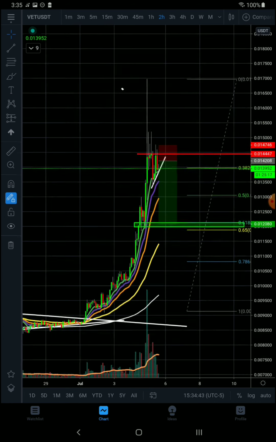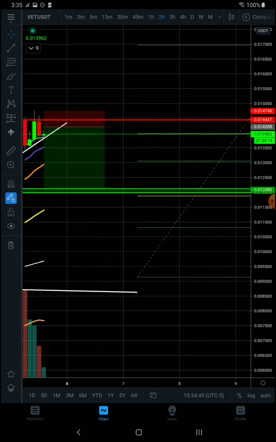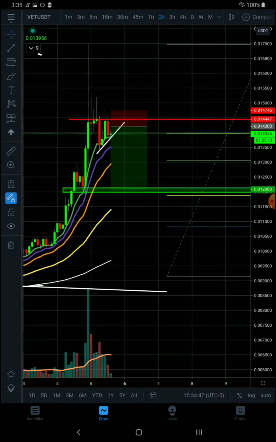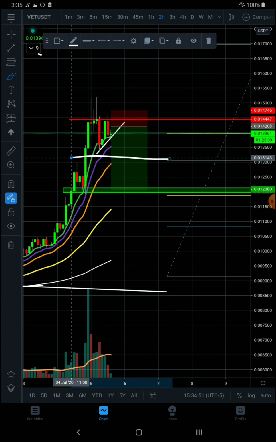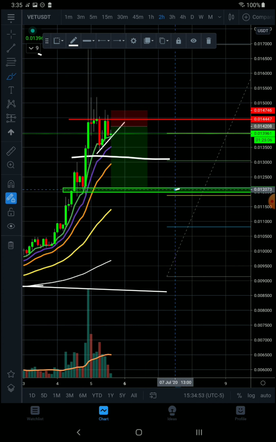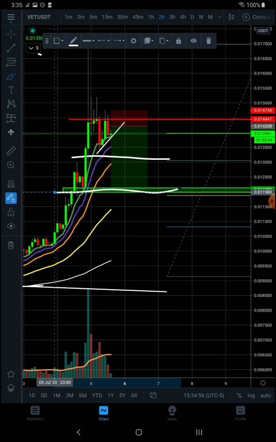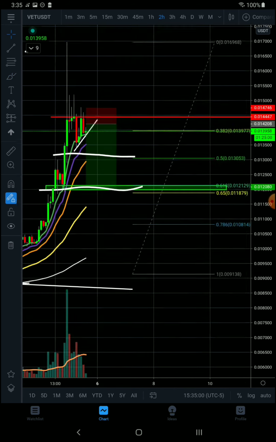So now, zooming in a little bit, you can kind of see how this is working out. Okay, so right here, that's the 0.5 fib line hitting that particular wick. And that's the 0.618 hitting that particular line. So our RR is actually pretty killer right now.